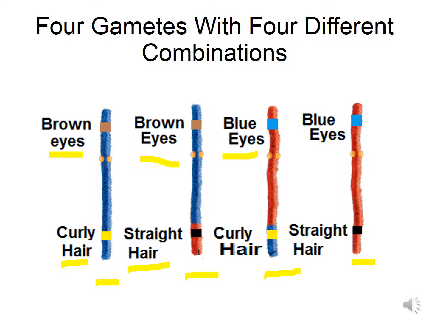On this chromosome, we have a blue eye gene with curly hair, and here we have a blue eye gene with straight hair. If these are passed into egg cells, now we have egg cells with 4 different possible combinations of eye color genes and hair texture genes that might get passed on to the next generation.